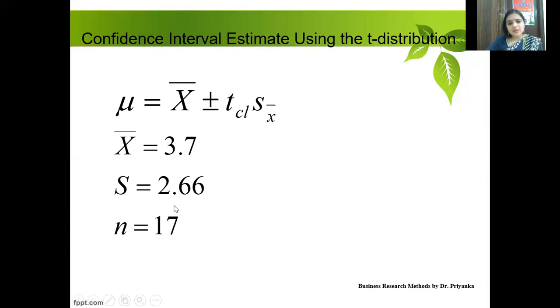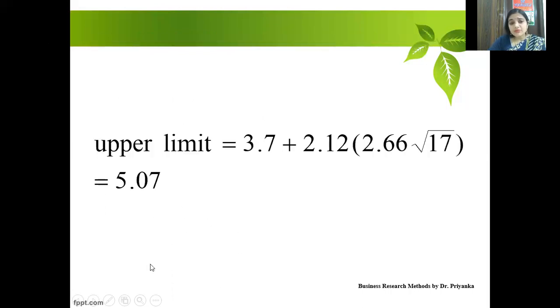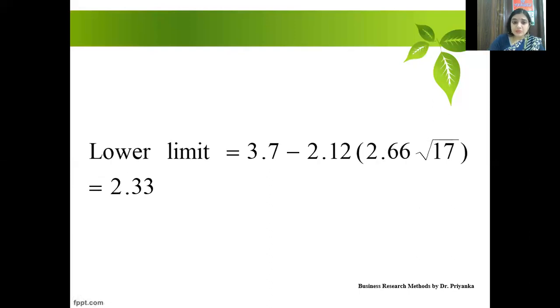You can have a look at this example. We have discussed one example in our previous presentation. From there only we have taken all the values. If you remember, upper limit and lower limit, and n was equal to 17. With the help of this, you can actually calculate the upper limit and lower limit for t-distribution again, and you can apply them with the help of the normal bell-shaped distribution.